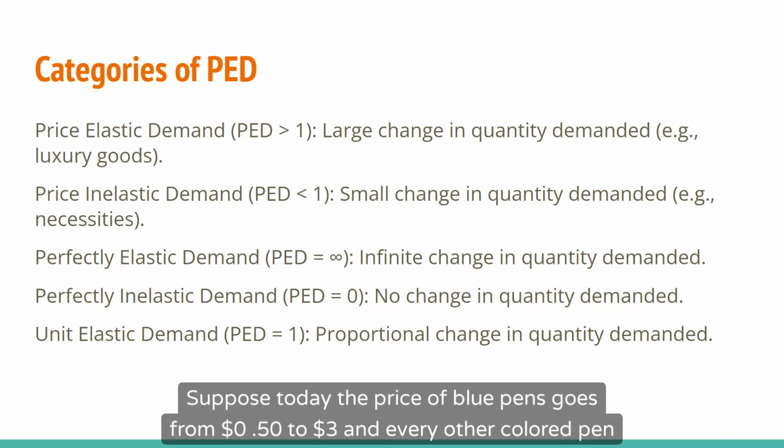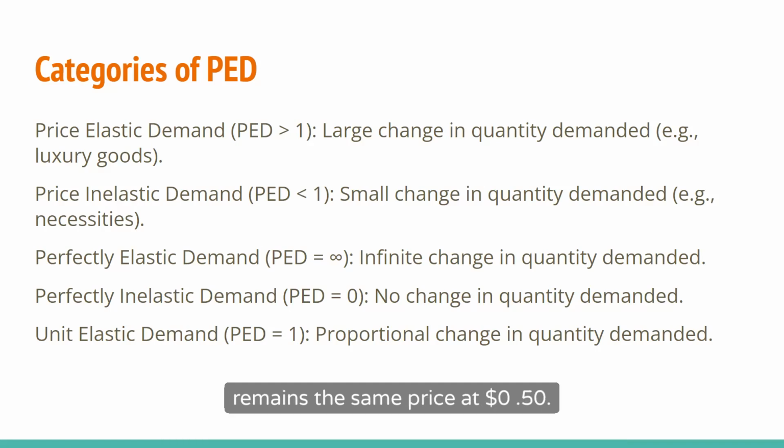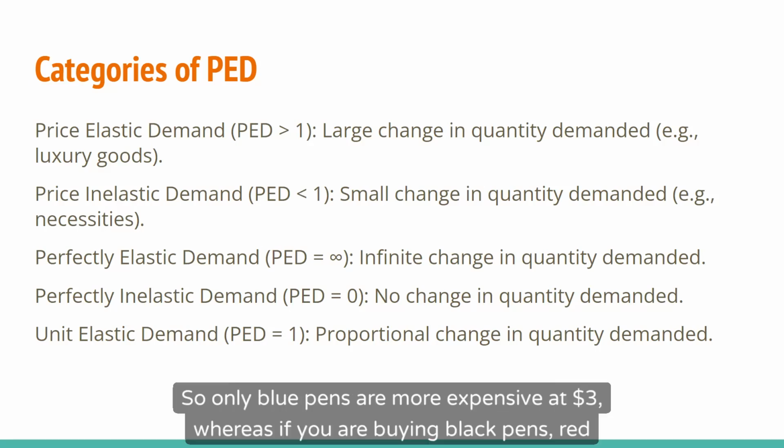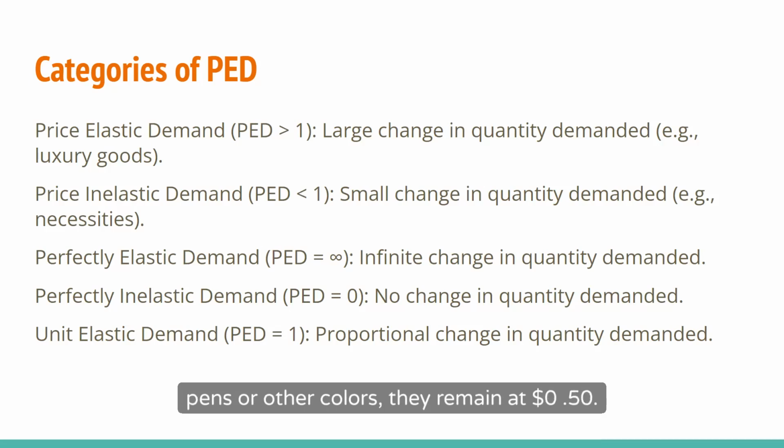Suppose today the price of blue pens goes from 50 cents to $3, and every other colored pen remains the same price at 50 cents. So only blue pens are more expensive at $3, whereas if you are buying black pens, red pens, or other colors, they remain at 50 cents.